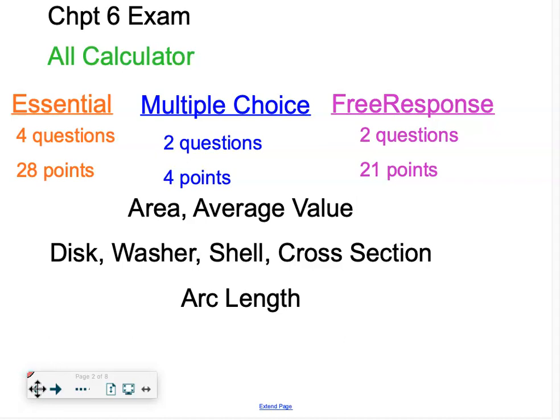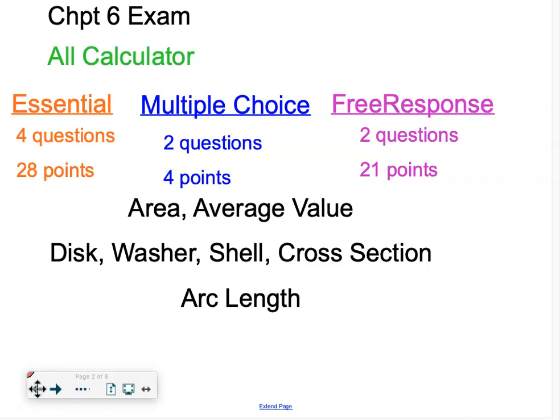21 points. That's because one of the questions, we actually added a few extra parts to it. So we took an AP problem and enhanced it, right? So it's AP enhanced. Is that because you thought it was too easy before? No, we didn't make it any harder. We just added more stuff. We just wanted to make sure we covered everything. So, okay, so topics on your test: area, average value, disc, washer, shell, cross section, and arc length. That's your whole test.